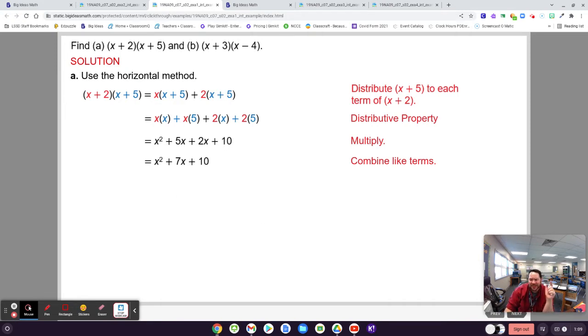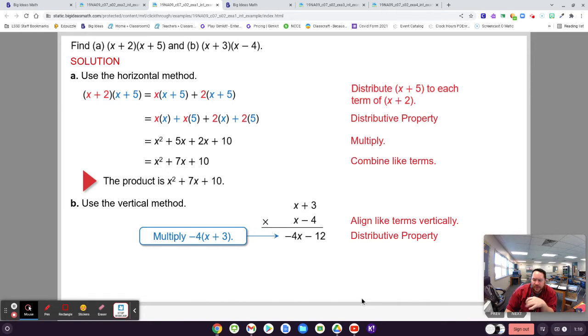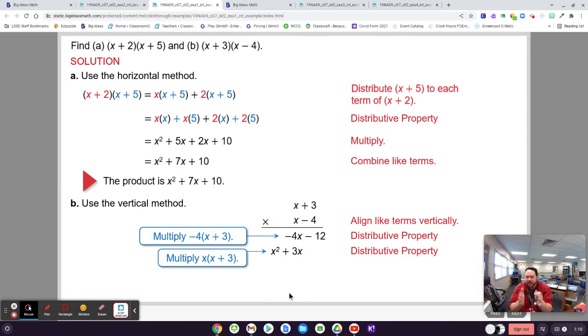All right, now they're going to show you another way, which is doing this vertically. So you're doing x plus 3 times x minus 4. How does this work, you might ask? Well, it works like this. You multiply through by the negative 4, just like you do with multiplying numbers. And then you got to multiply through by the x, and you get 3x, and you get x squared. Line up your x's, just like you do when you're lining up the 10 spots and the 100 spots and all that. And then you add them together. x squared minus x minus 12.